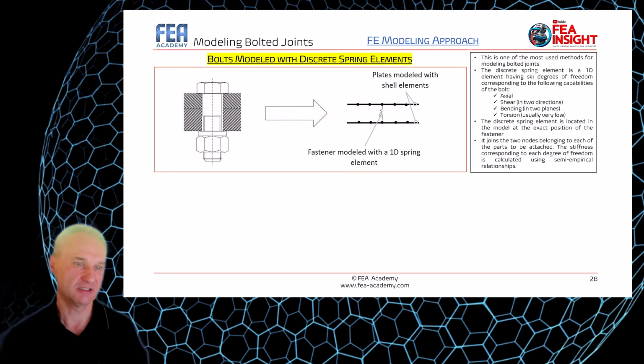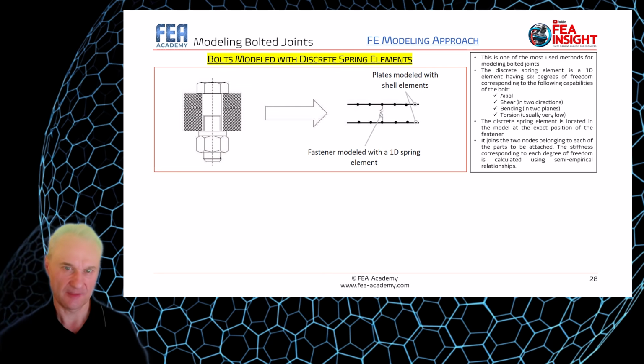The second modeling technique that you can use in order to represent a bolt, a fastener, is the discrete spring element. This one is the most used method for modeling bolt joints. The discrete spring element is a 1D element having 6 degrees of freedom corresponding to the following capabilities of the bolt: the axial capability, the shear in 2 directions, the bending in 2 planes, and the torsion, usually very low.